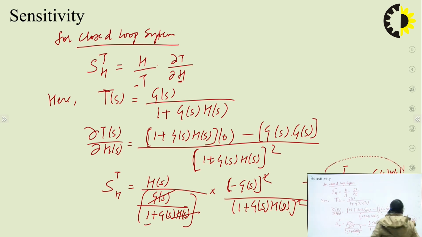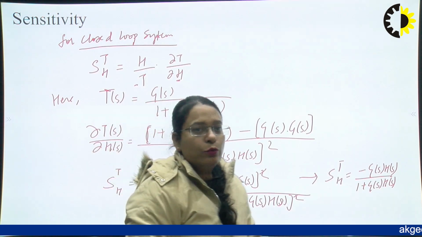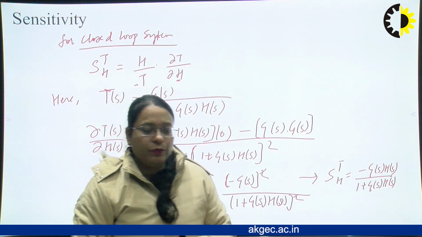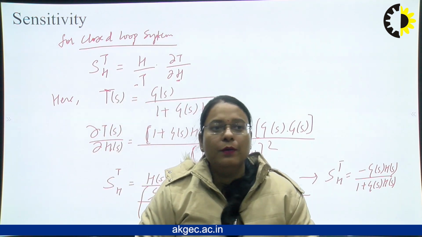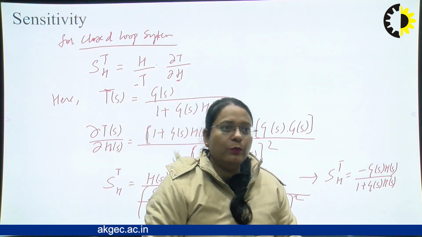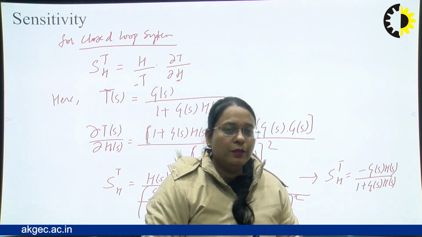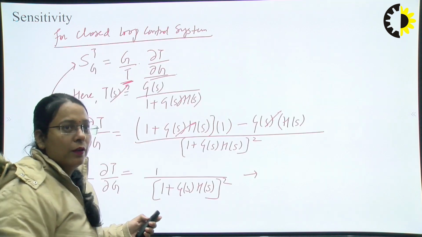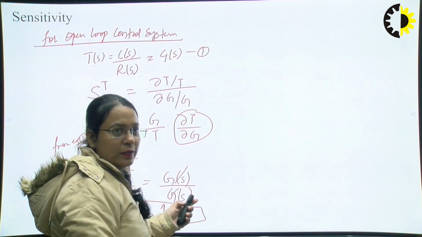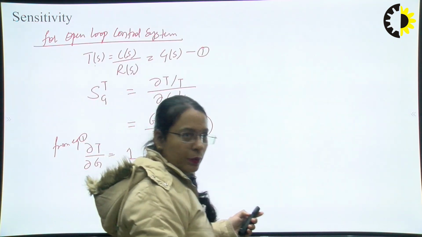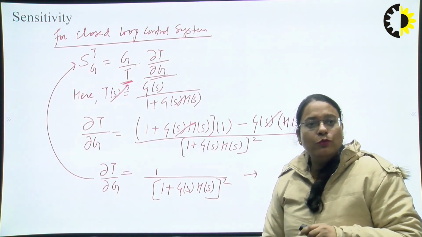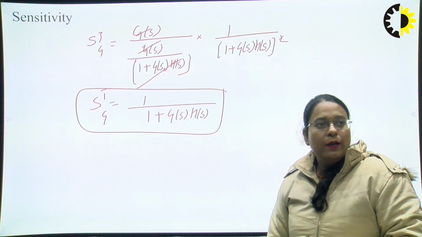So you can see that closed loop control system is more sensitive with the parameter H as compared to the variation in the parameter G. So in today's lecture I have discussed about the sensitivity of the open loop control system and sensitivity of the closed loop system with respect to G as well as with respect to H.